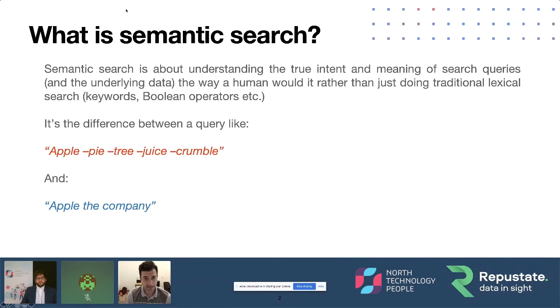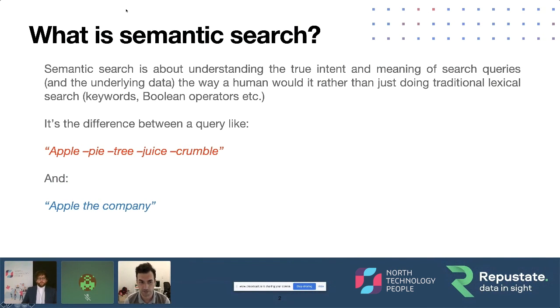To begin, what is semantic search? It's the difference between doing a search like keywords and using Boolean operators to get at what you want. So traditionally you would say something like, if I want to search for text that's about Apple the company, but I don't want apple pie or apple trees or apple juice or apple crumble, I'd have to come up with this complicated query to tell the underlying search engine, no, exclude these terms.